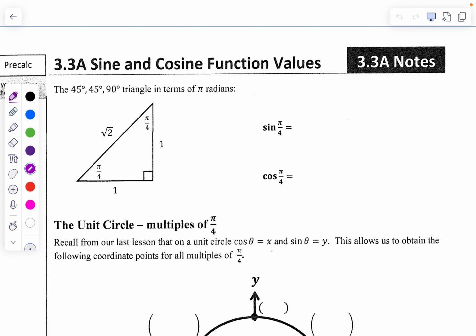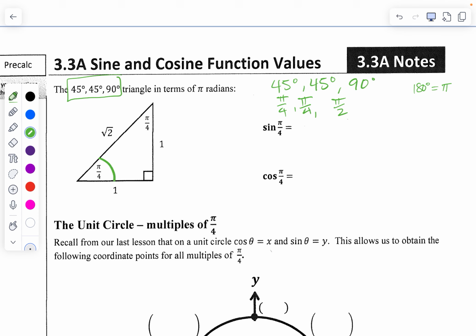Hey guys, let's start talking about sine and cosine of specific values. Today we're going to talk about a special right triangle that you learned about previously. We can see that here, that 45, and 90. We also call this the pi over 4, pi over 4, and pi over 2, of course. And that's because, remember, 180 equals pi. So then 45 is a fourth of that, so we call that pi over 4.